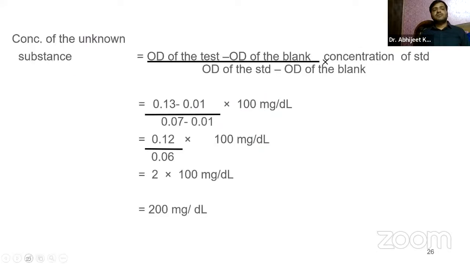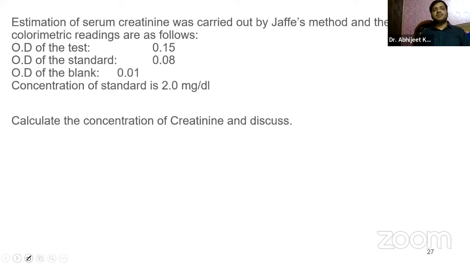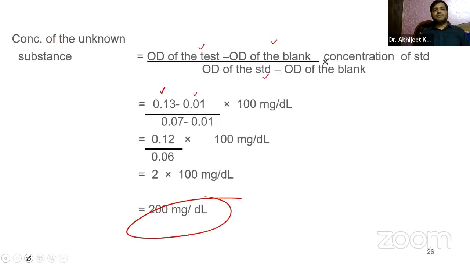So you should know the concentration of the unknown substance will be OD of the test minus OD of the blank, upon OD of the standard minus OD of the blank, into concentration of standard. So you already know it. The OD of the test is 0.13, blank is 0.01, 0.07 is the standard one, and the blank again 0.01, into 100. So it automatically comes out to be 200 milligram per deciliter. You can just calculate based on this.